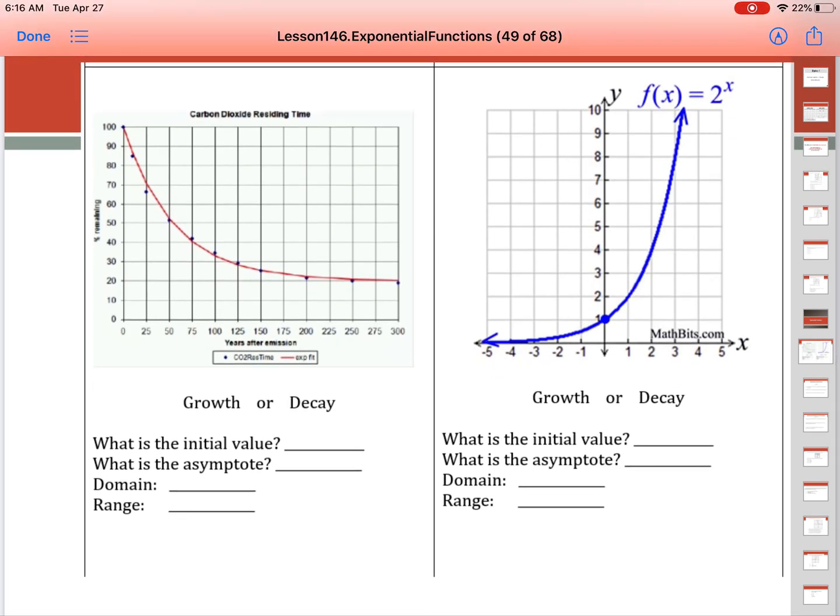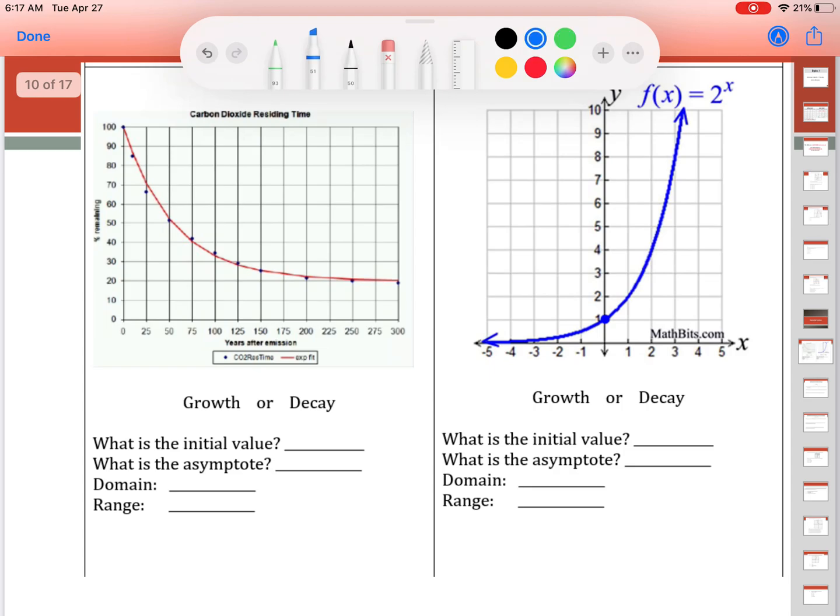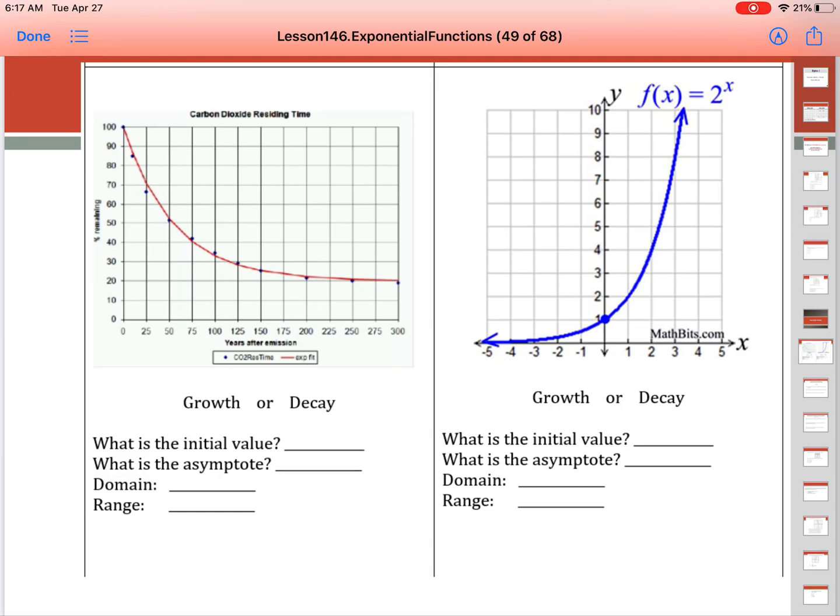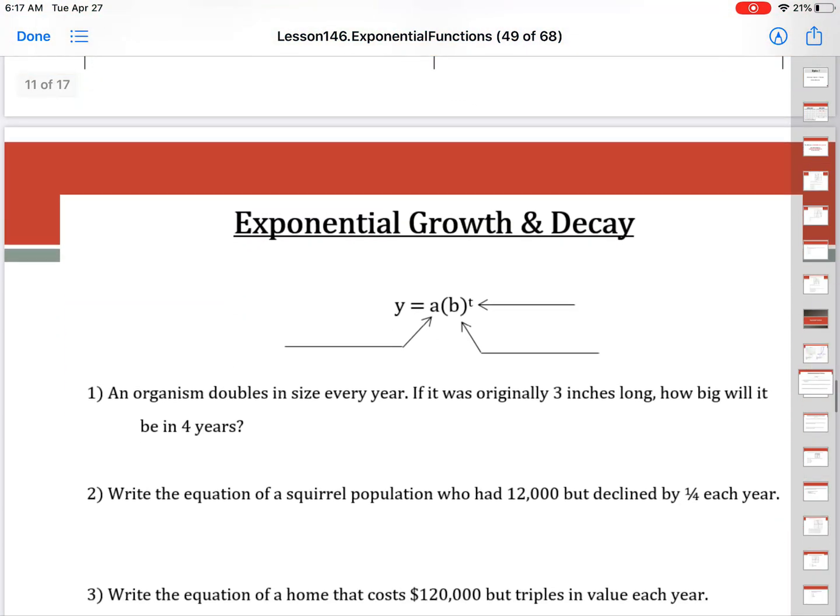Okay, I want you guys to try 2 of those on your own. So the next one, is it a growth or a decay? If it's dropping, it's a decay. If it's going up, it's a growth. We always read graphs like we read a book, which is left to right. Growth or decay. Easy. Initial value is where it crosses the y-axis. Asymptote is the horizontal line that it doesn't drop below.